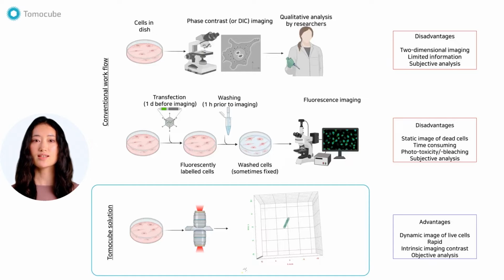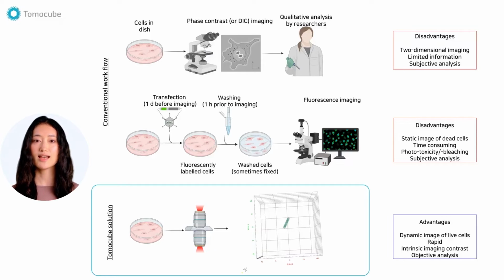Conventional imaging approaches have several limitations for the study of bacteria. For example, for live cell imaging, one can use phase contrast or DIC microscopy. They are label-free techniques, so you can observe bacteria without treatments. However, they only provide qualitative information in 2D.